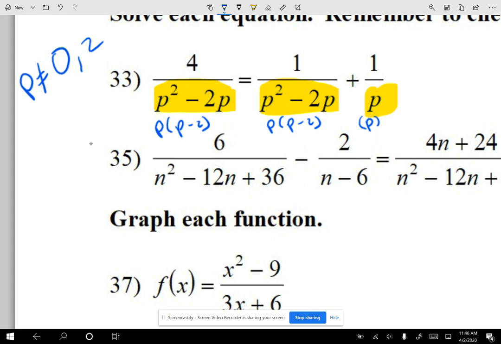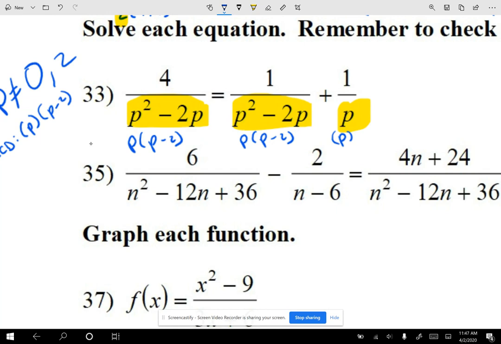I also got to think of my LCD. I see they all have a p, so they must have a p. My LCD should also have a p minus 2, because I see some of them with a p minus 2. So let me multiply every fraction with a p and p minus 2. So let me multiply this with p and p minus 2. And multiply this with p and p minus 2. And the same thing here.